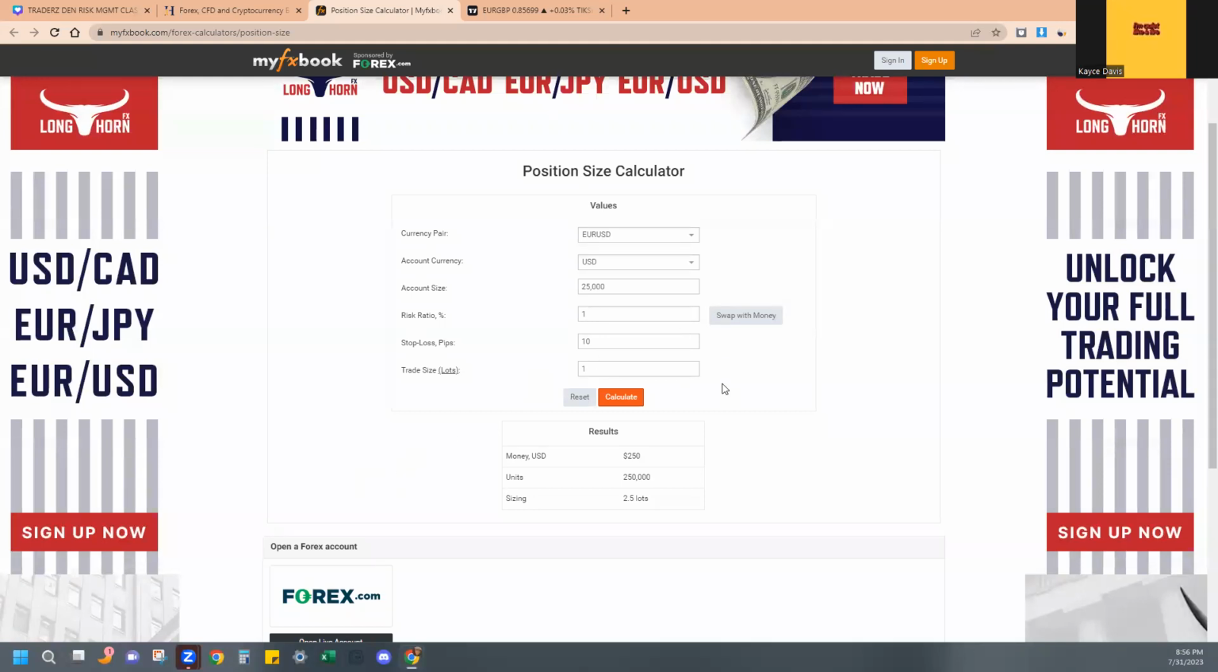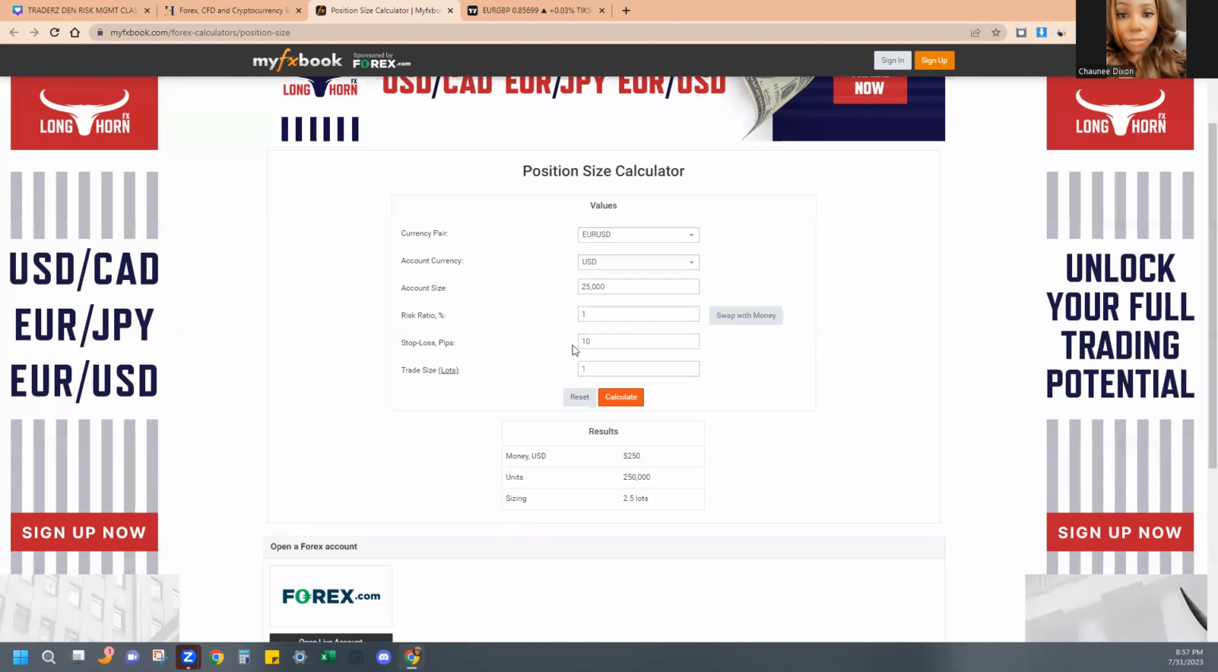So when it says sizing 2.5 lots, are they saying you're risking $25? Yes, if you plug in the 2.5 lot size that they recommend for this account size, then you'll be risking $25 per pip. Okay, thank you. And that would be 10 pips technically that they're risking, right? Yes.